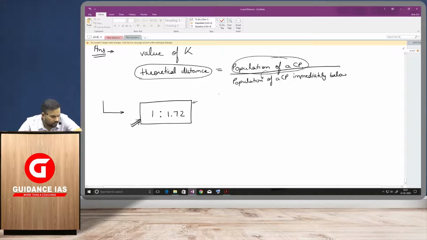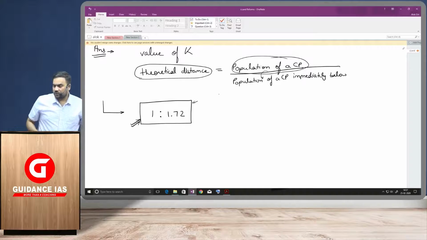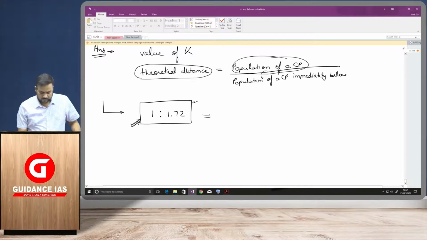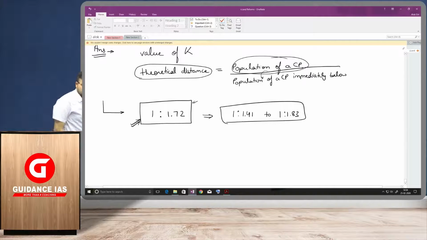What have we written? One minute, let me show the sentence. It should be 1:1.72, and in India this value varies from 1:1.41 to 1:1.83, comma, which is near to the ideal values.